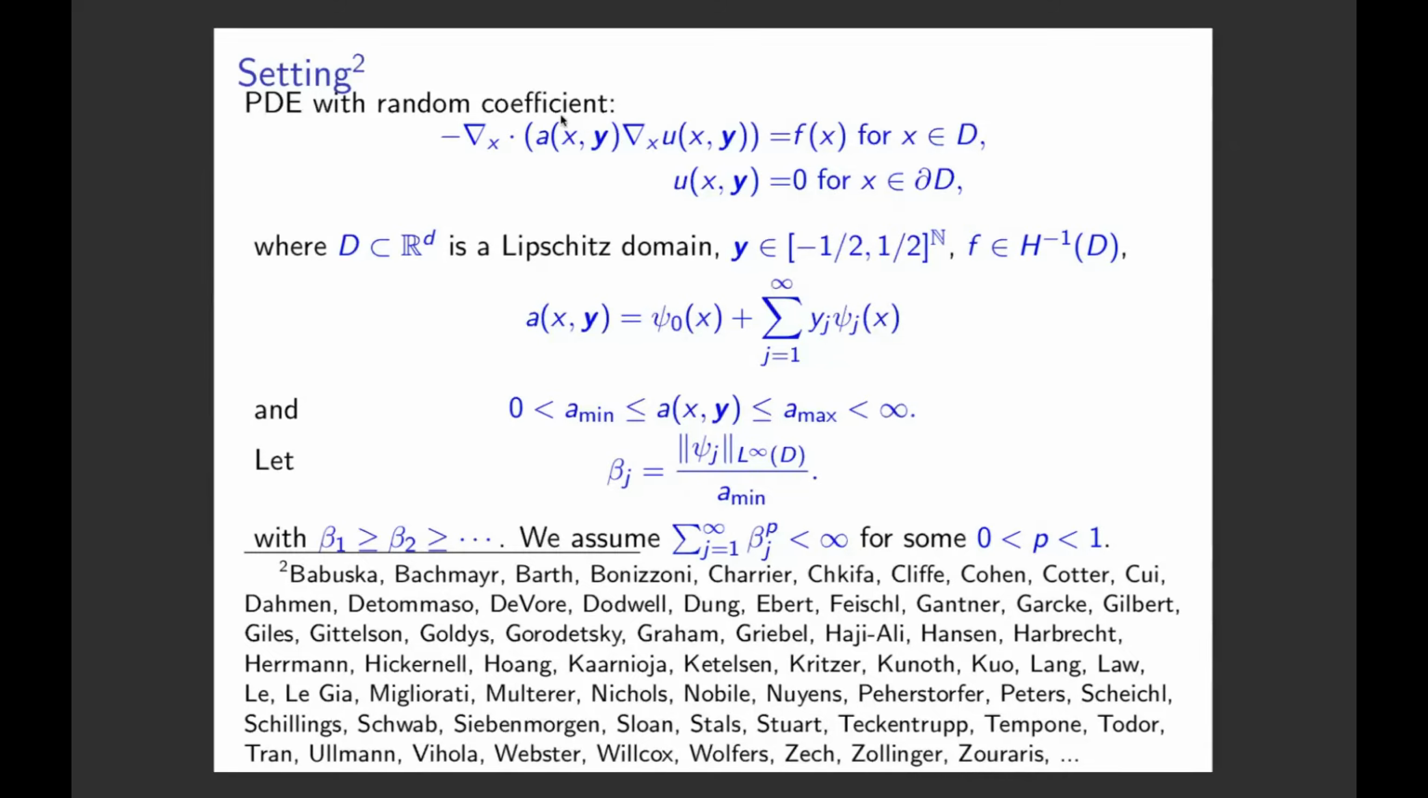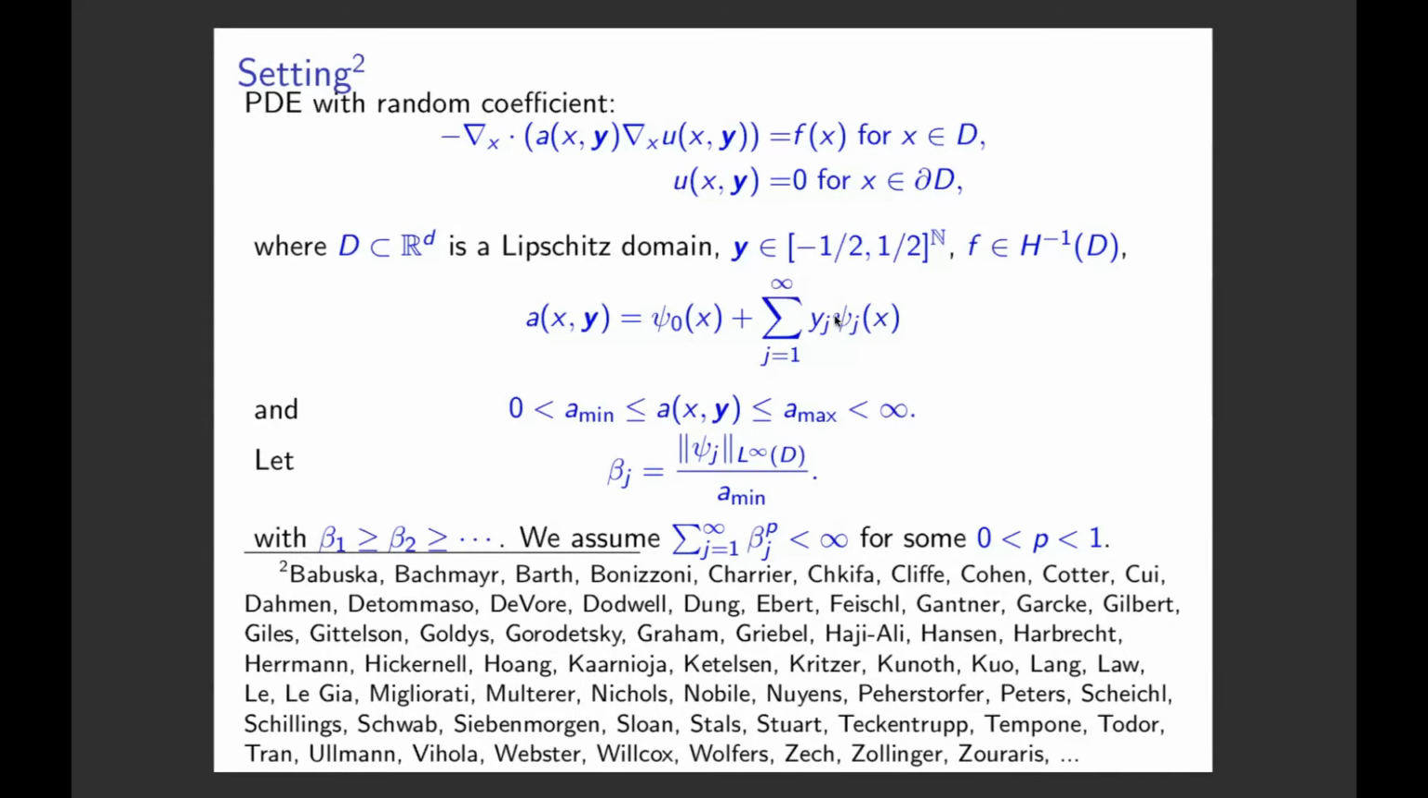So this is the classical setting of a diffusion equation with zero boundary conditions. And let's say we have a Lipschitz domain D in R^D. The sequence y are the random coefficients, and we assume that this diffusion coefficient is given by this infinite expansion, and there are a number of assumptions which go into it. I'm not listing all of them, but one assumption is that a(x,y) is bounded from below and from above.